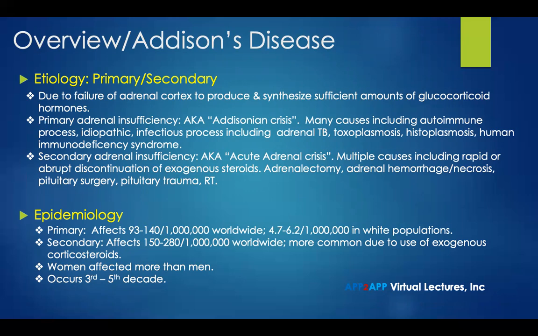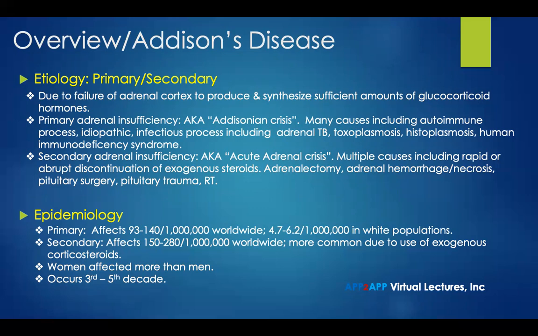There are 2 types of Addison's disease. There's a primary Addison's disease and a secondary. The primary adrenal is more of an insufficiency, and it's also known as Addisonian crisis. And there are many causes, including autoimmune processes, idiopathic, infectious processes, including adrenal tuberculosis, toxoplasmosis, histoplasmosis, and HIV.